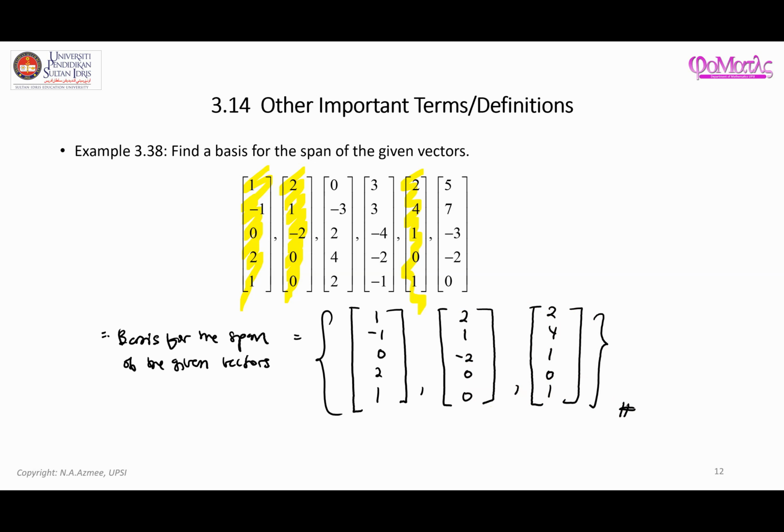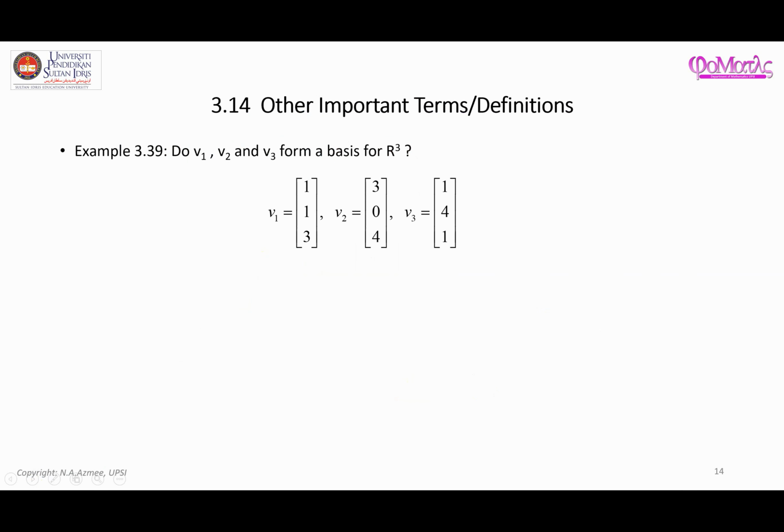Right, let's move on to the last example. So consider all the given vectors here. Do they form a basis for this vector space? And we can start with thinking of combining them all in one matrix. So here we have this matrix 1, 1, 3, 3, 0, 4, 1, 4, 1.